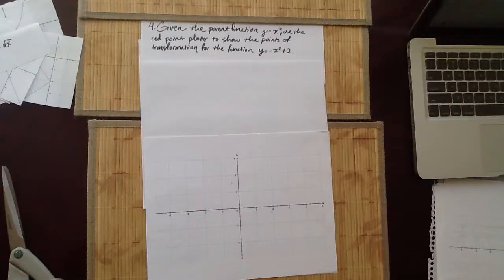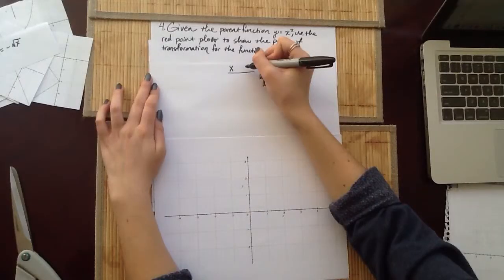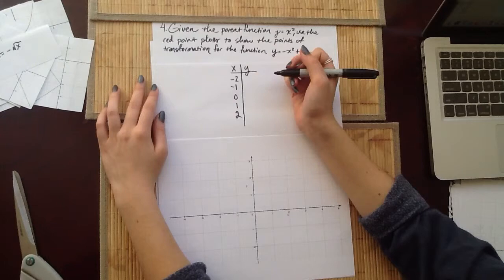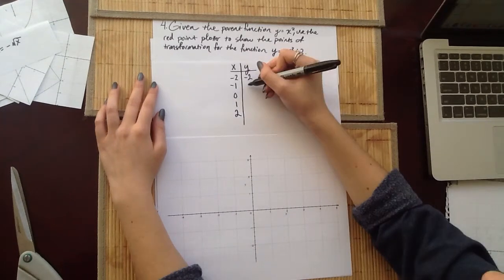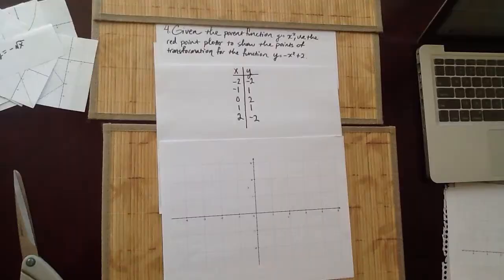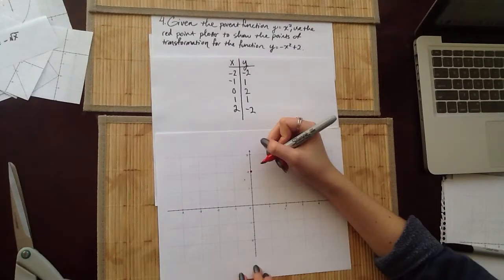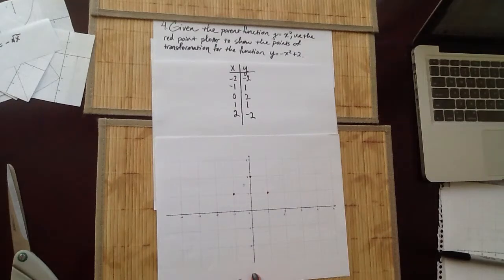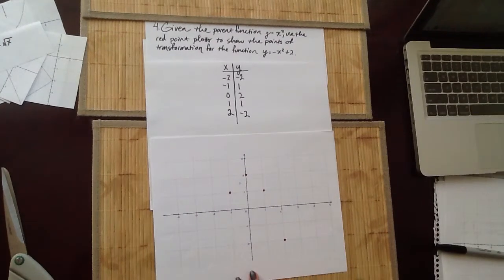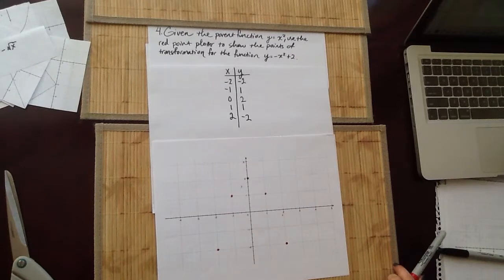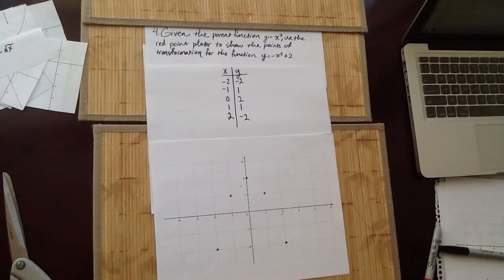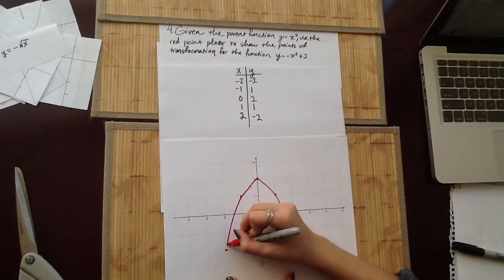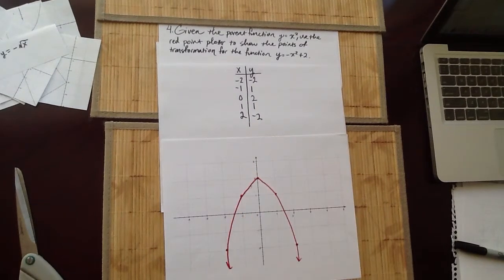Given the parent function y equals x squared, use the red point plotter to show the points of transformation for the function y equals negative x squared plus 2. First, make a table of x values. Here, we used negative 2, negative 1, 0, 1, and 2. Plug these numbers into the equation to find the y values. The x values and corresponding y values that you just found make up your coordinate points. Use the red point plotter to plot these coordinate points on the graph. Just to give you an idea of what the function would completely look like, we drew the line of the function.